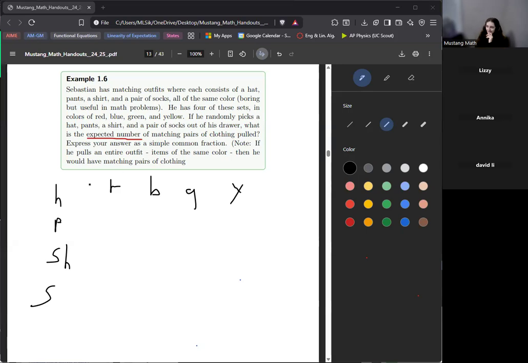So let's say you picked out one item of clothing first. Regardless of what color that item ended up being, there's a 1/4 chance that the second item is going to be the same color. If you picked red, the second item would have a quarter chance of also being red. In other words, for any two items, there's a quarter chance that they're the same.